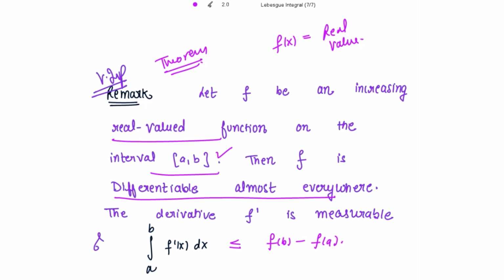So now in the next content we will discuss the function of bounded variation. Okay, thank you. Stay blessed.